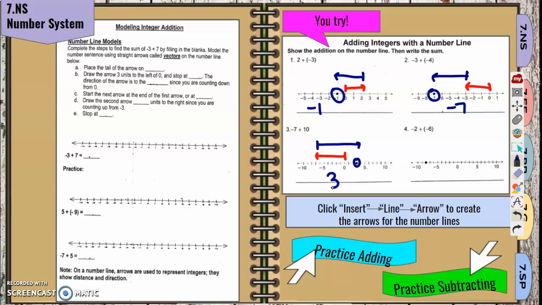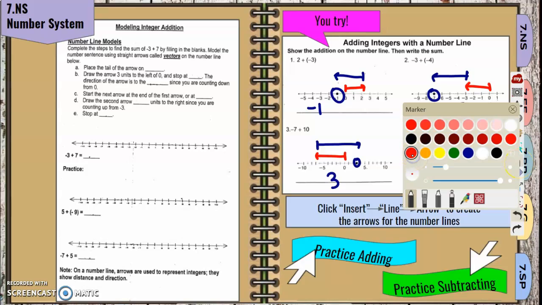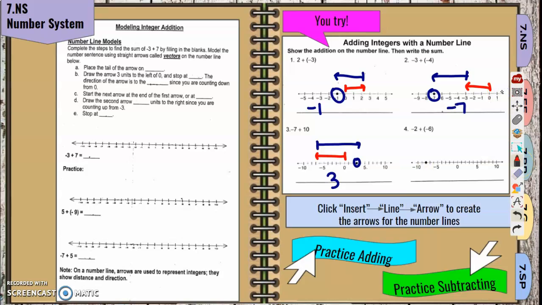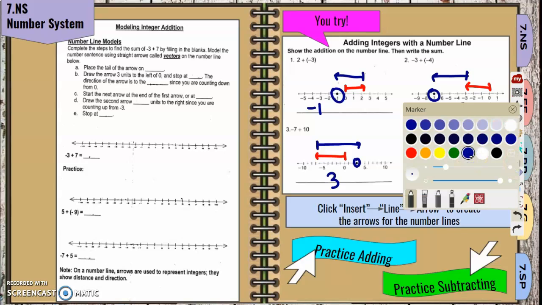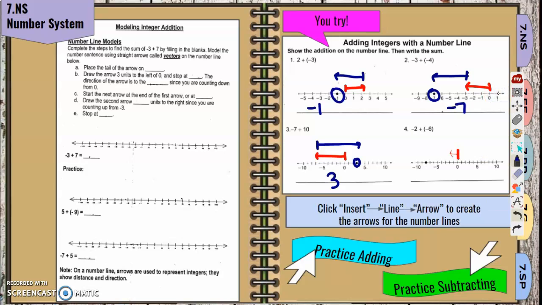And then for the last one, I have -2 plus -6. I'm going to start at 0 and go to the left 2. Then I'm going to start at -2, and it's plus -6. -6 means I'm going to continue to go to the left until I get to -8.